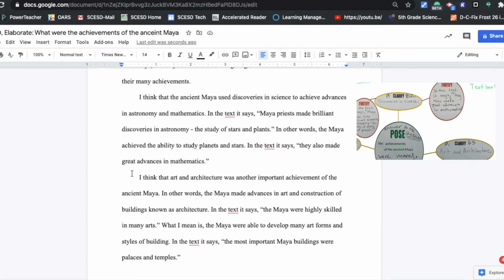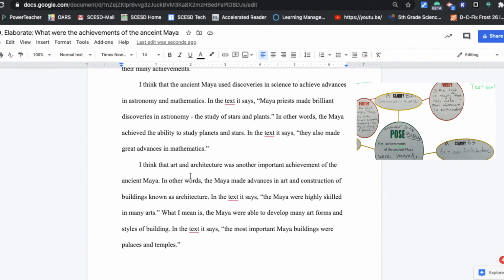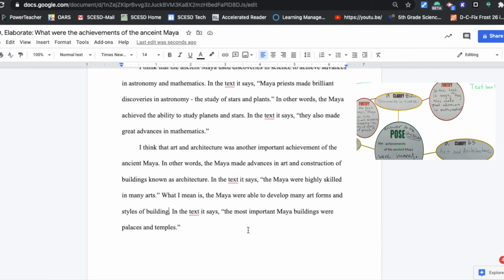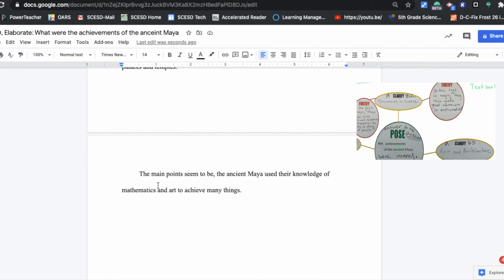Let's move forward. I think that art and architecture was another important achievement of the ancient Maya. In other words, the Maya made advances in art and construction of buildings known as architecture. In the text it says the Maya were highly skilled in many arts. What I mean is the Maya were able to develop many art forms and styles of buildings. Or style of building, I should say. In the text it says the most important Maya buildings were palaces and temples.